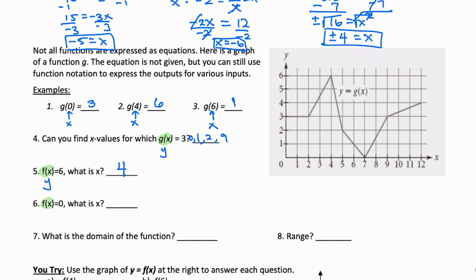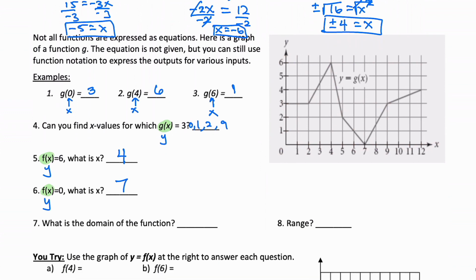When does f of x equal 0? Again, this is a y value. When does f of x equal 0? Well, when does your y equal 0? Here are your y's. Here's 0. When is it touching 0? It's touching right here at 7. And it doesn't do it again. So when x is 7.